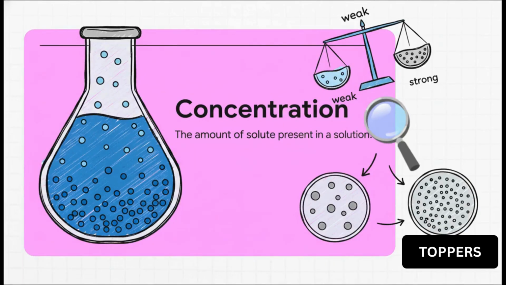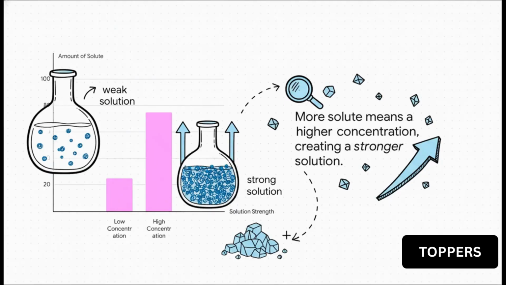And the answer to that is a word called concentration. It's really just a measurement of how much solute is packed into the total solution. It's the scientific way of asking, how strong is this mixture? And it's a super straightforward idea. A little bit of solute gives you a low concentration. We'd call that a weak solution. As you start packing more and more solute in there, the concentration goes up and you get a strong solution. It's really that simple. More salt means a higher concentration.